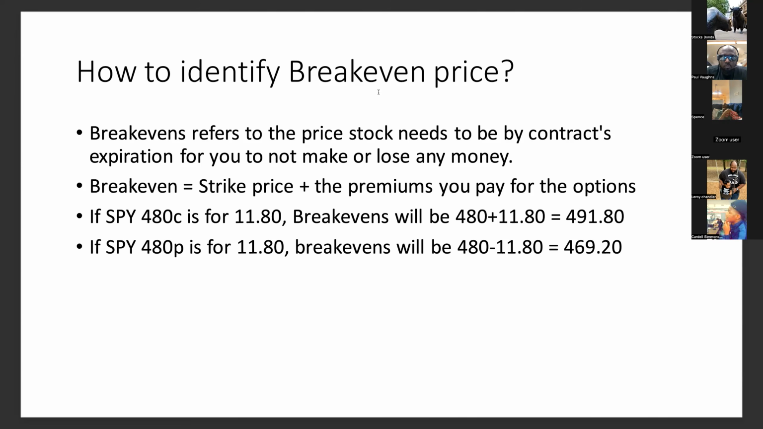And let's say by your expiration, the stock is trading above your break-even price, you're going to be making money. And even if it's trading 1 cent or 2 cents or 3 cents below the break-even price, your contracts are not going to expire worthless, but you're still going to be losing money. So that's break-evens, and that's how easy it is to calculate the break-even prices.